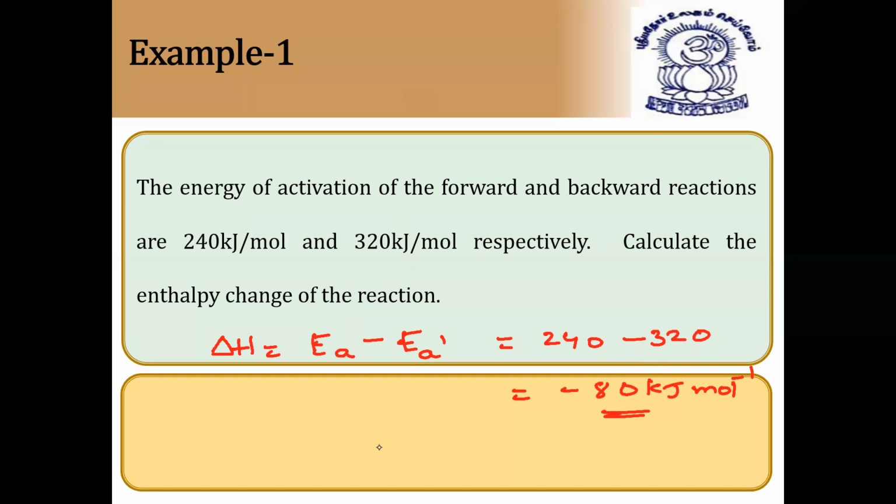Let us see the answer now. So it is minus 80 kilojoules per mole. So that is nothing but, to find the enthalpy change of the reaction, it is equal to the energy of activation of the forward reaction minus the energy of activation of the backward reaction. I hope it is clear. So next question.